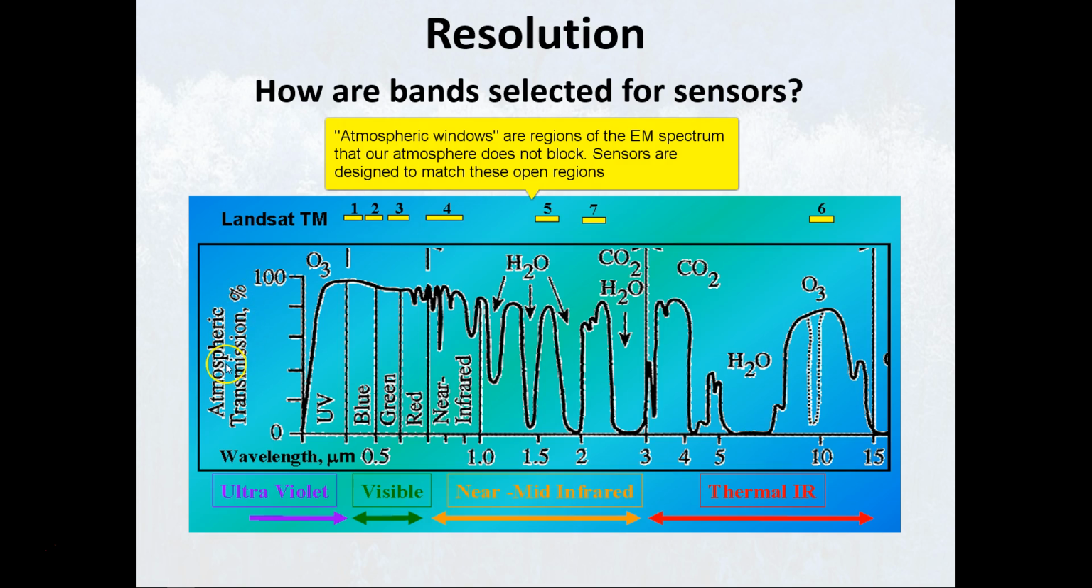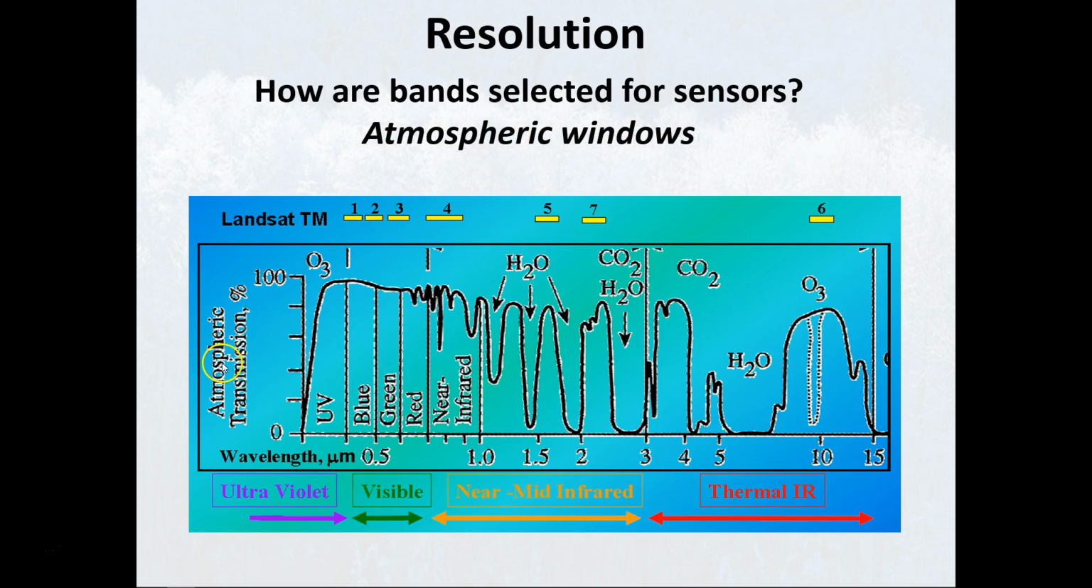Sometimes this is just called transmissivity. If you focus on the latter portion of the UV wavelength through the visible colors, you see nearly 100% atmospheric transmission, meaning these energy wavelengths radiate to the Earth's surface relatively unimpeded. They go through the window.